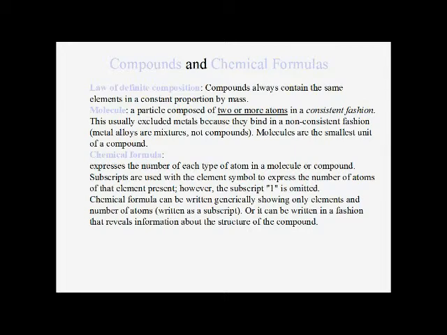So in our compounds, we have a law of definite composition. The compounds always contain the same elements in a constant proportion by mass, and also in constant proportion by number of atoms. In our compounds, we have two types that we're going to be looking at, covalent and ionic. In our covalent compounds, the smallest unit is a molecule, and this is composed of two or more atoms bonded together in a consistent fashion.